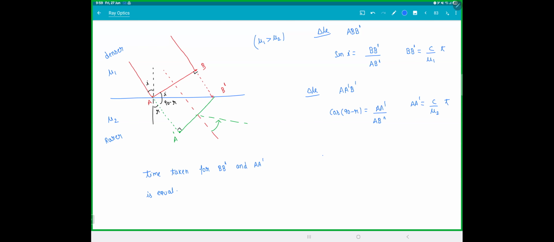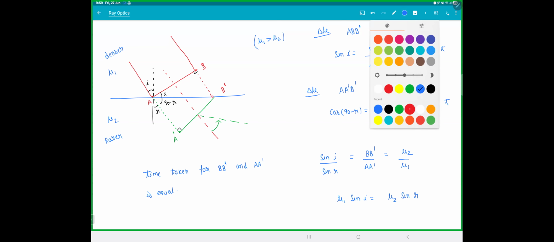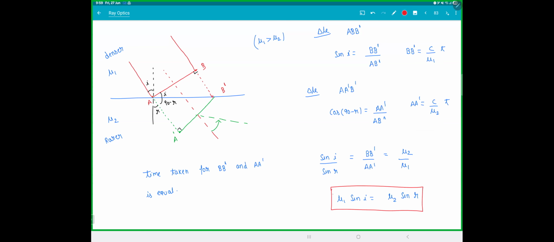If you divide these two, you will get sin I. Cos 90 minus r is sin r. This becomes BB dash by AA dash. So this will be mu2 by mu1. Cross multiply: mu1 sin I is equal to mu2 sin r. That's your Snell's law. There, I proved Snell's law. So Snell's law just didn't come out of thin air. We actually proved it. And all that we used is one simple concept, that the light ray travels at different speeds in different mediums.